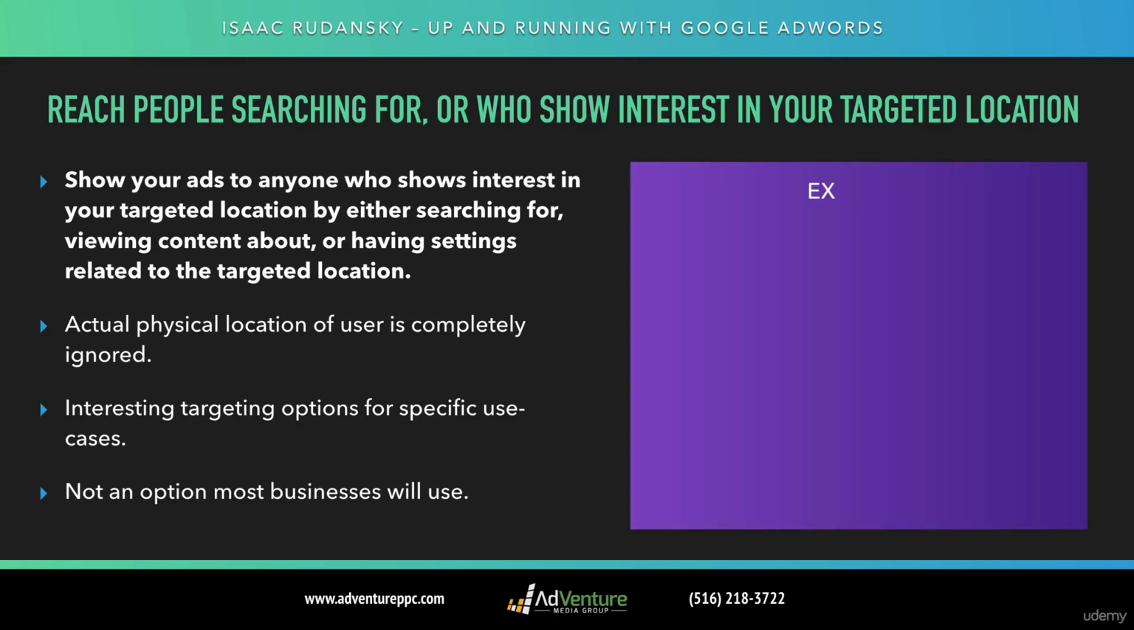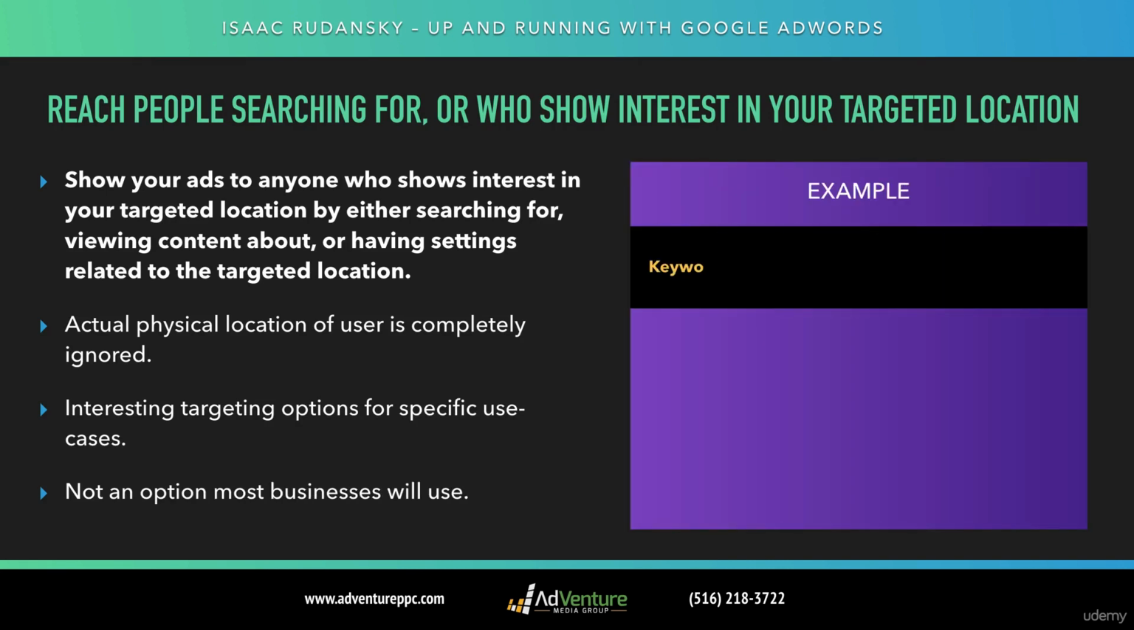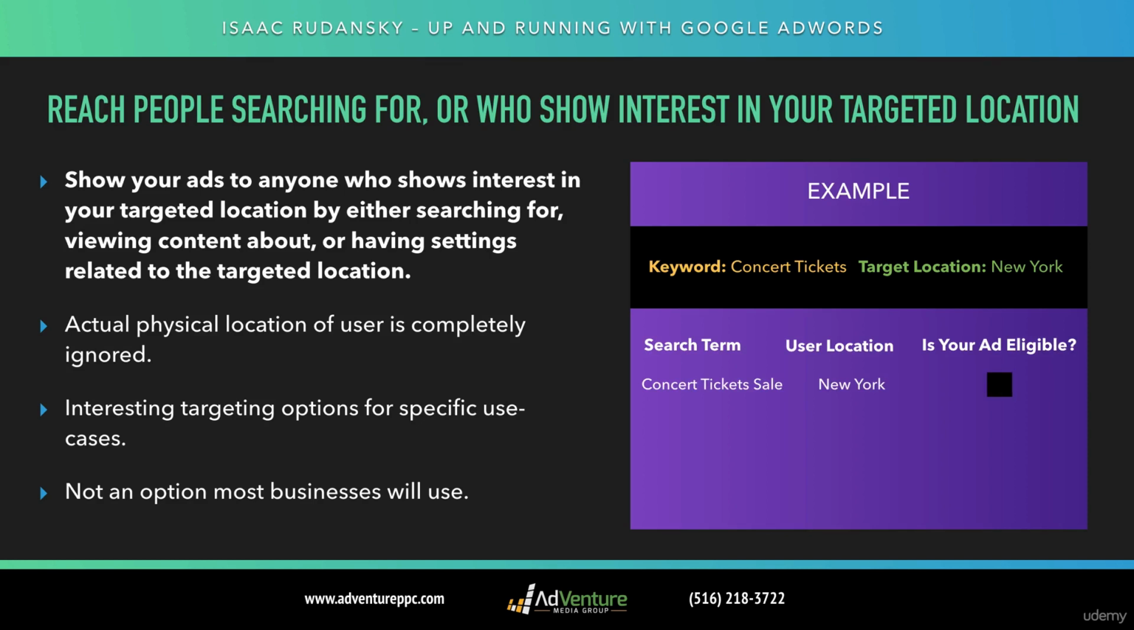Let's jump over to our example again. So this time we have the keyword concert tickets, and our target location is New York. Same chart: search term, user location, and is our ad eligible to show? Say our keyword is concert tickets for sale, and the user's location is in New York. Take a moment to think about whether or not your ad is eligible. The user is in New York, your target location is in New York, and the search term is concert tickets for sale.